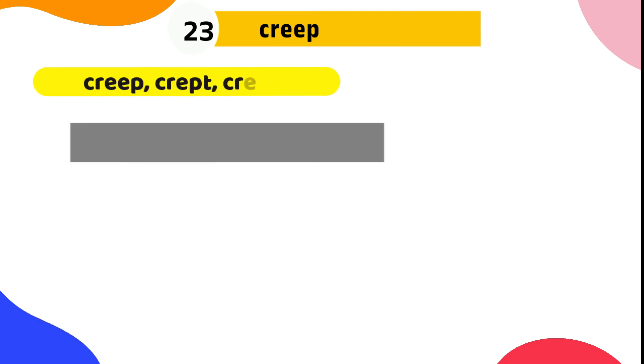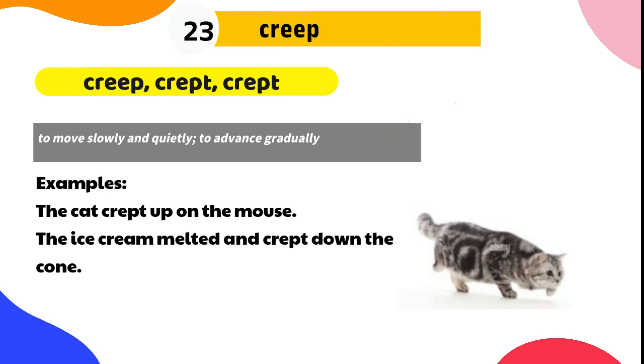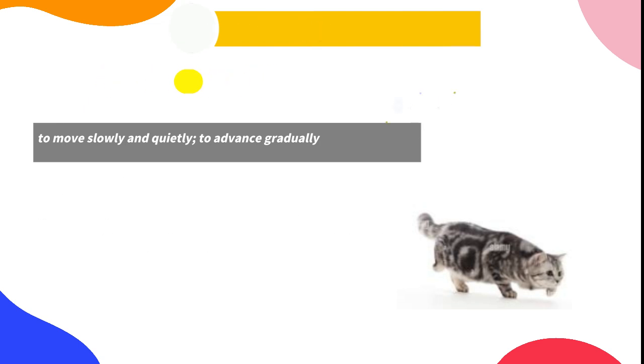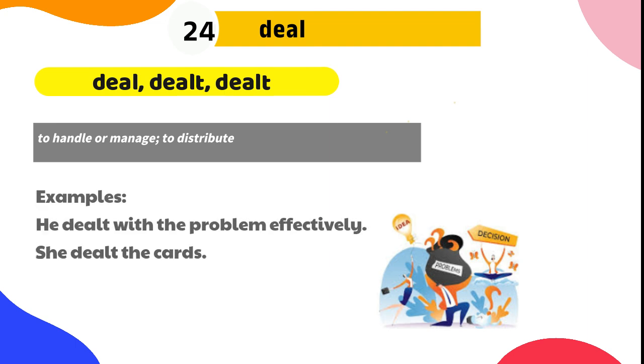Creep, crept, crept. Meanings: to move slowly and quietly, to advance gradually. Examples: The cat crept up on the mouse. The ice cream melted and crept down the cone. Deal, dealt, dealt. Meanings: to handle or manage, to distribute. Examples: He dealt with the problem effectively. She dealt the cards.